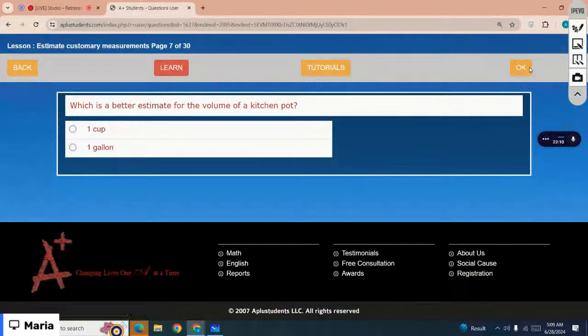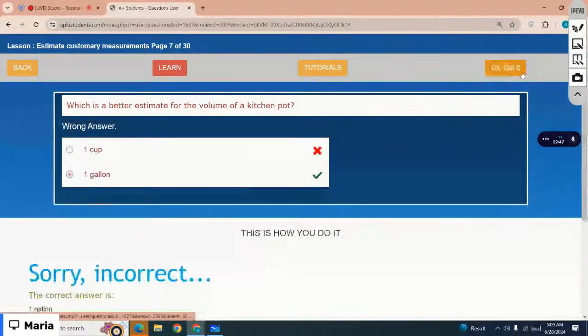Which is the better estimate for the volume of a kitchen pot? 1 cup, 1 gallon. The correct option is 1 cup it is, right? 1 cup is too little for a kitchen pot, that's 1 gallon. The correct option is 1 gallon.